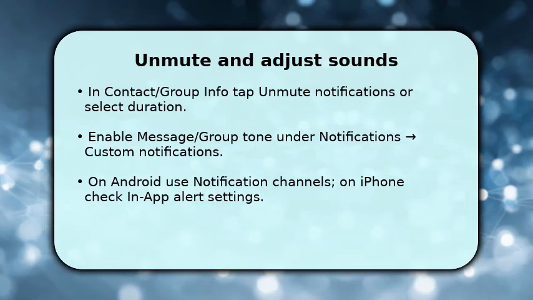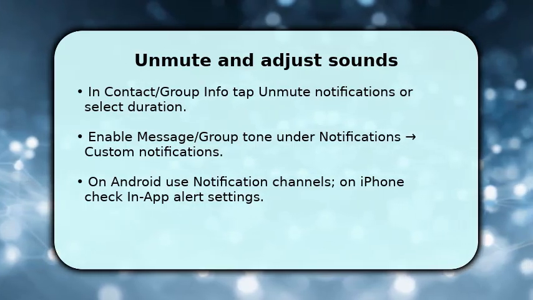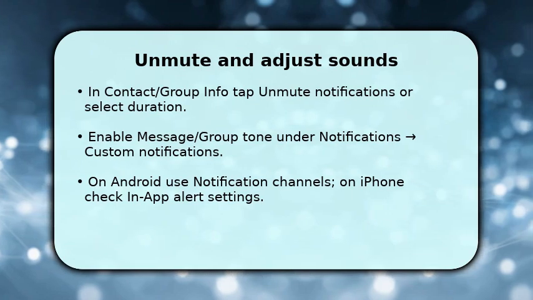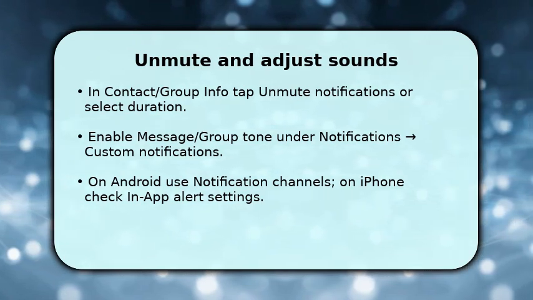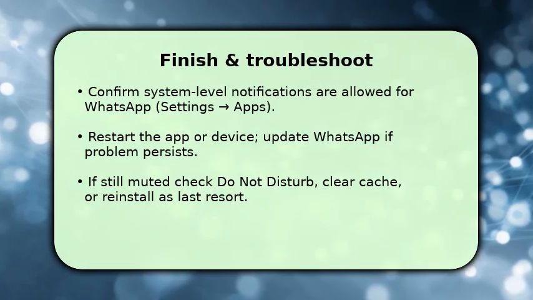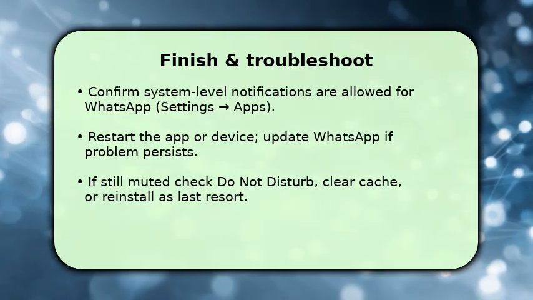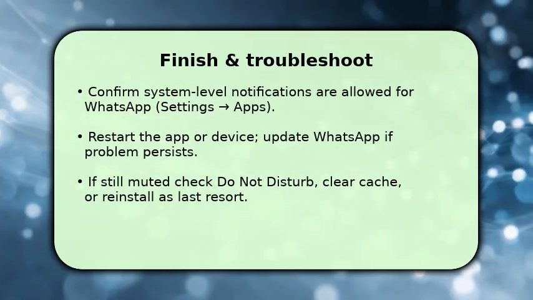To finish, confirm system-level notifications are allowed. Go to Phone Settings, right arrow Apps, right arrow WhatsApp, and enable notifications. Once done, restart the app, and, if needed, restart the device to apply changes.